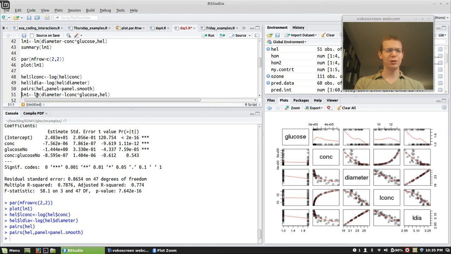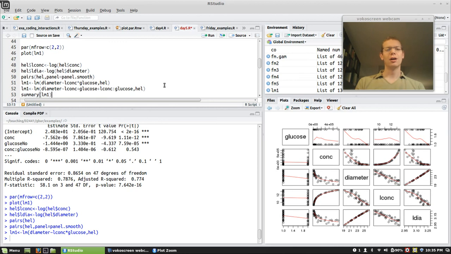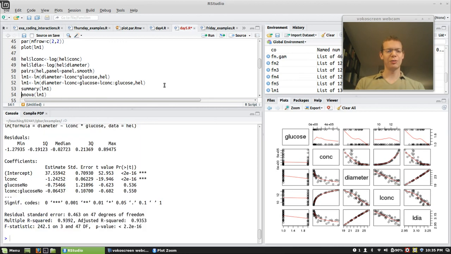So let's make a new linear model where we say diameter as a function of the log concentration times glucose, which is equivalent to saying log concentration plus glucose plus the interaction. And let's do a summary of this model. Now what we see is that we have again a non-significant interaction, and also it appears that there's no effect of glucose.